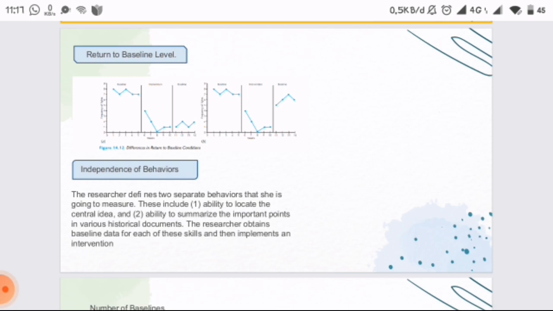And after that, independence of behavior. The researcher defines two separate behaviors that she or he is going to measure. The first is ability to locate the central idea, and the second, ability to summarize the important points in various historical documents. The researcher obtains baseline data for each of these skills and then implements an intervention.